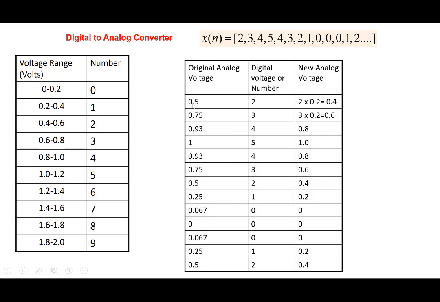And the original analog voltage was 0.5. If you recall, we had 0.5 and we had converted it into a digital number 2. Now we're converting it back into an analog number. So we multiplied by that interval, we get 0.4 and we get 0.6. So obviously there's an error, because there was a loss in accuracy. When we took an analog signal and converted it into a digital number, there was a loss in accuracy. And when we take the digital number and convert it back into an analog number, we can obviously see the loss in accuracy. 0.5 versus 0.4, 0.75 versus 0.6.